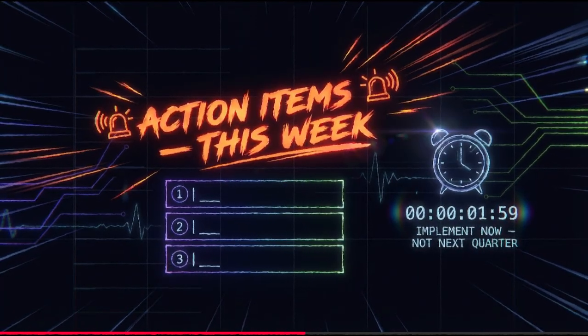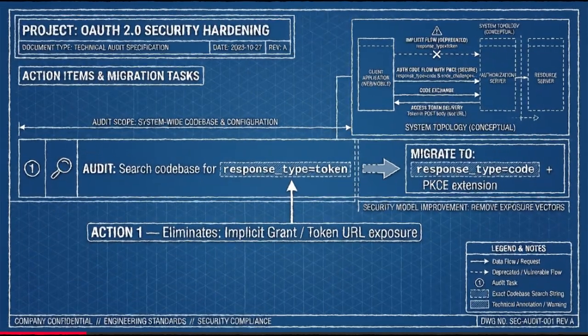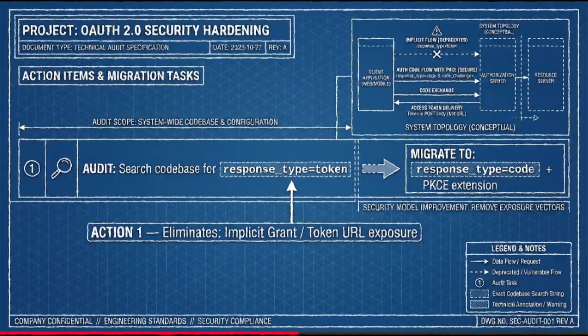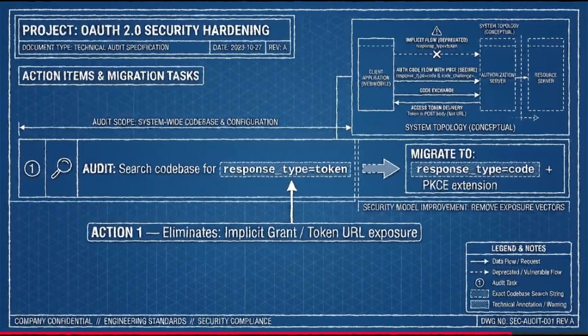You need to execute 3 concrete action items this week to secure your infrastructure against these discussed vulnerabilities. First, audit all single-page applications and mobile applications in your codebase for any instances of response-type token and migrate them to the Authorization code grant utilizing the PKCE extension.